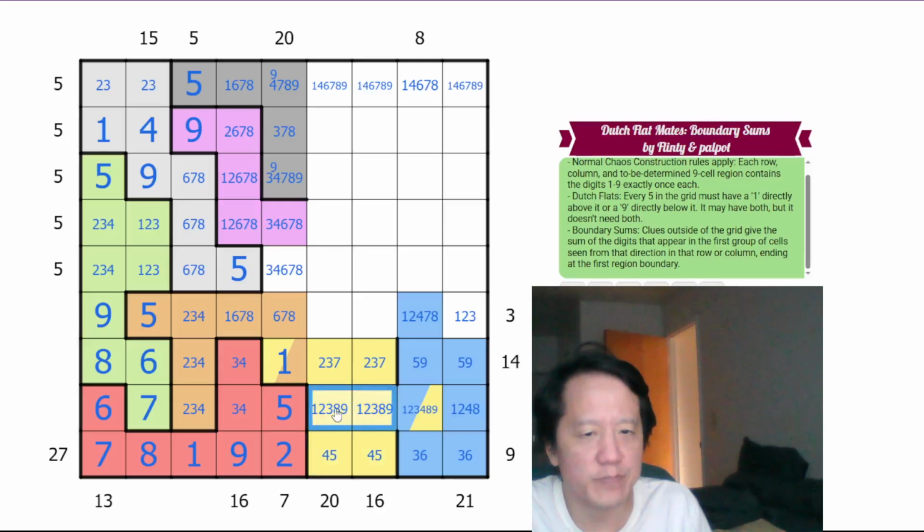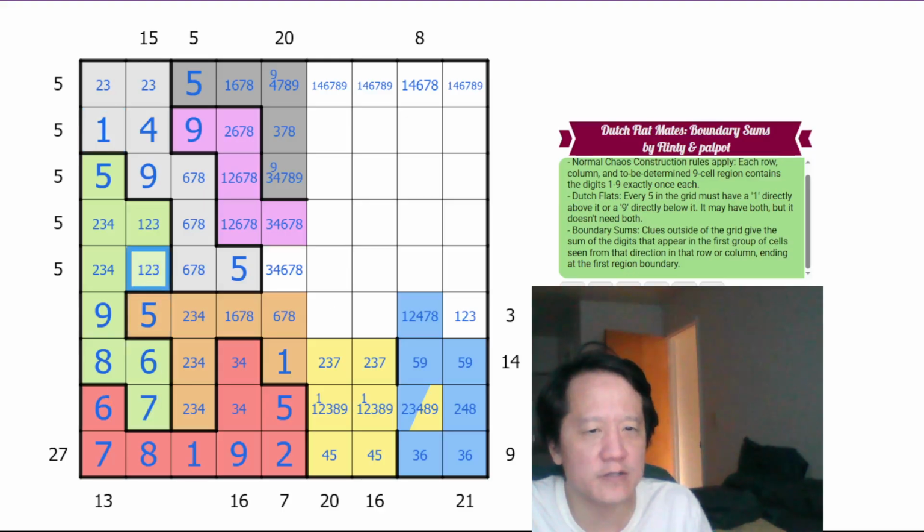5 needs a 1 above it. One of these is 5, so 1 has to be above it. So this cannot be part of yellow. It has to be part of orange because we know we have a 1 there. That eliminates 1 from these. 5 has to have 9 below it or 1 above it. This 5 has a 1 above it.